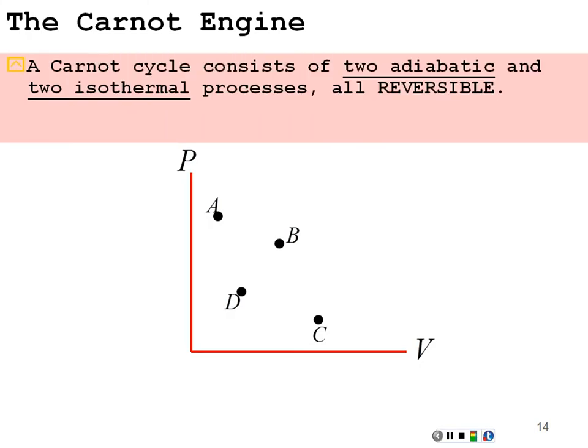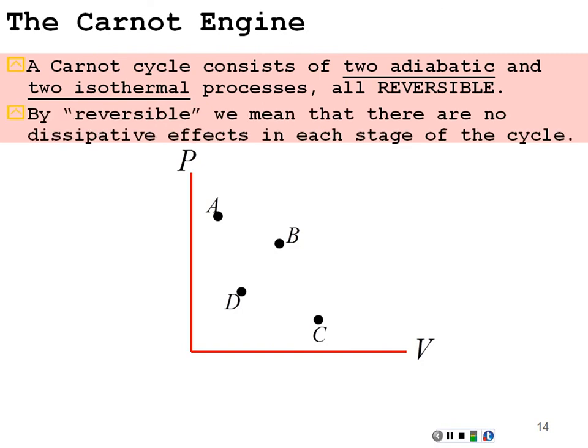Here's the design of the Carnot engine. We have two adiabatic and two isothermal processes, all of them reversible in a quasi-static way. So you go to one point, establish equilibrium. You could also go back if you wish, but continue through these processes. By reversible, there are no dissipative effects in each stage of the cycle. We have an isothermal process at our hot temperature from A to B, and an isothermal process at our cold temperature from C to D.